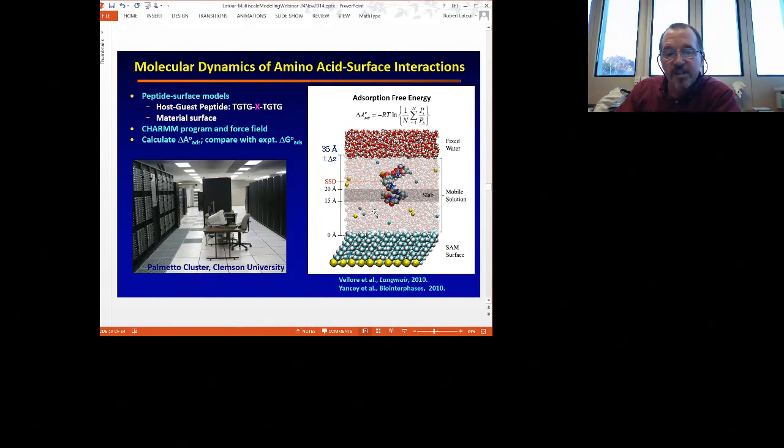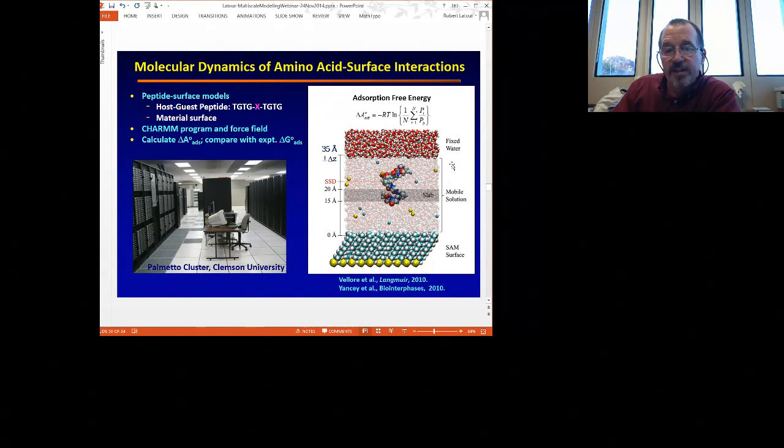On the right, we show a typical type of model system. This is showing an alkane thiol self-assembled monolayer surface with our peptide in explicit water over the surface. And in our simulation, what we do is we monitor the position of the peptide over time as it's adsorbing and desorbing from the surface.